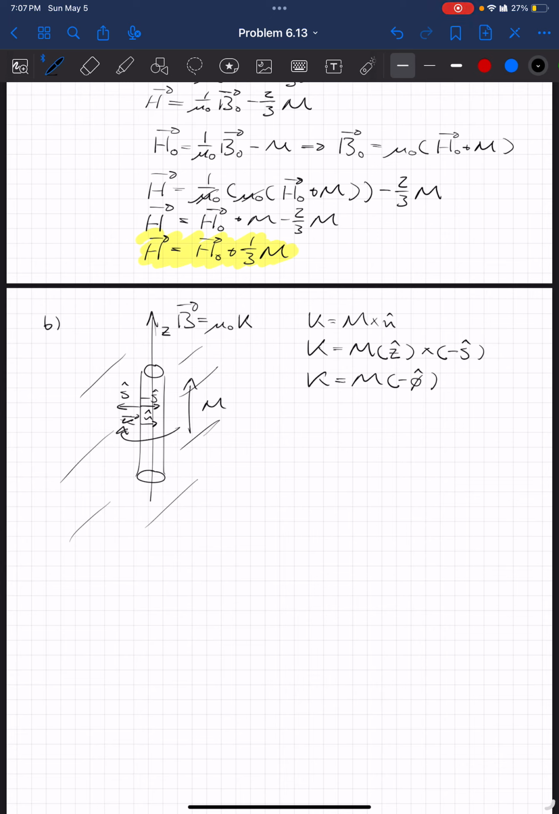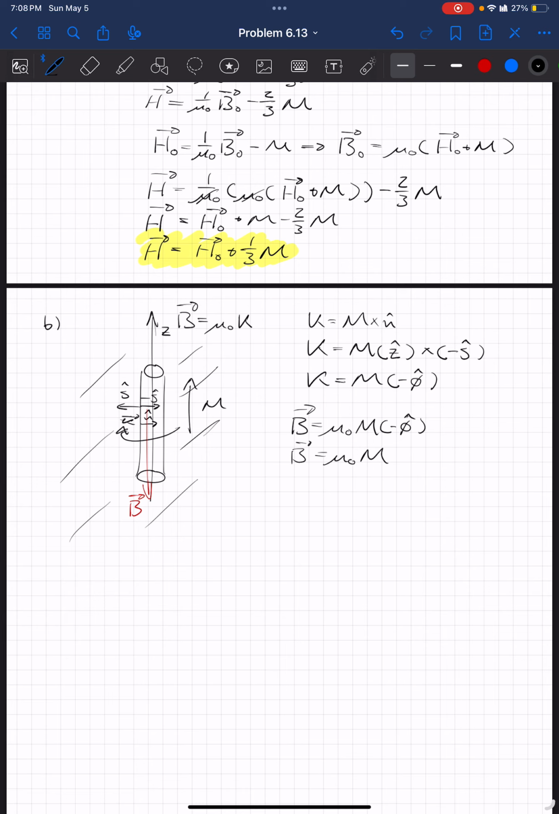And with the right-hand rule, we'll see that this actually forms a magnetic field moving downwards. So when we plug this back in, we'll get B is equal to mu naught times M in the negative phi hat direction. But this is just typically written as B is equal to mu naught M.